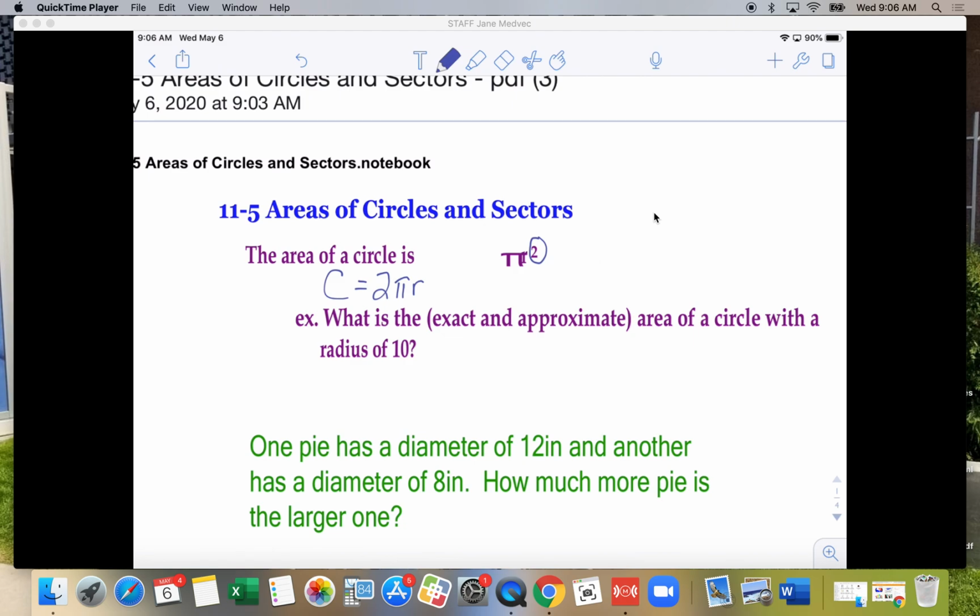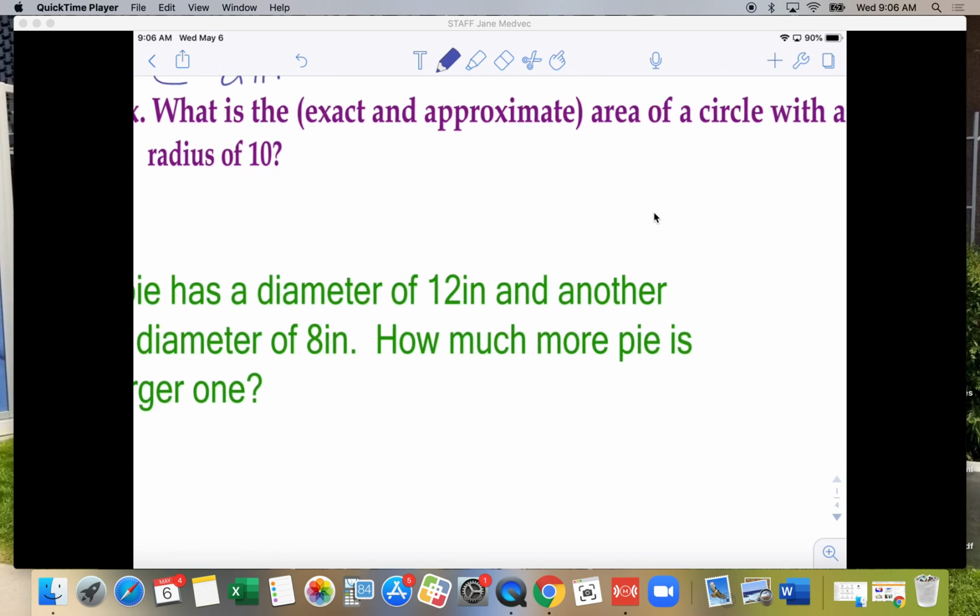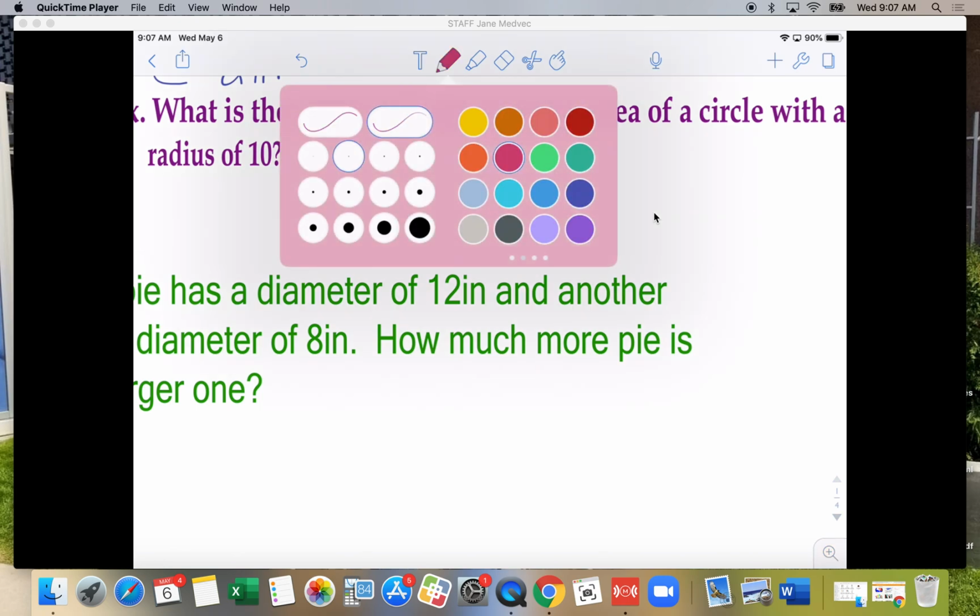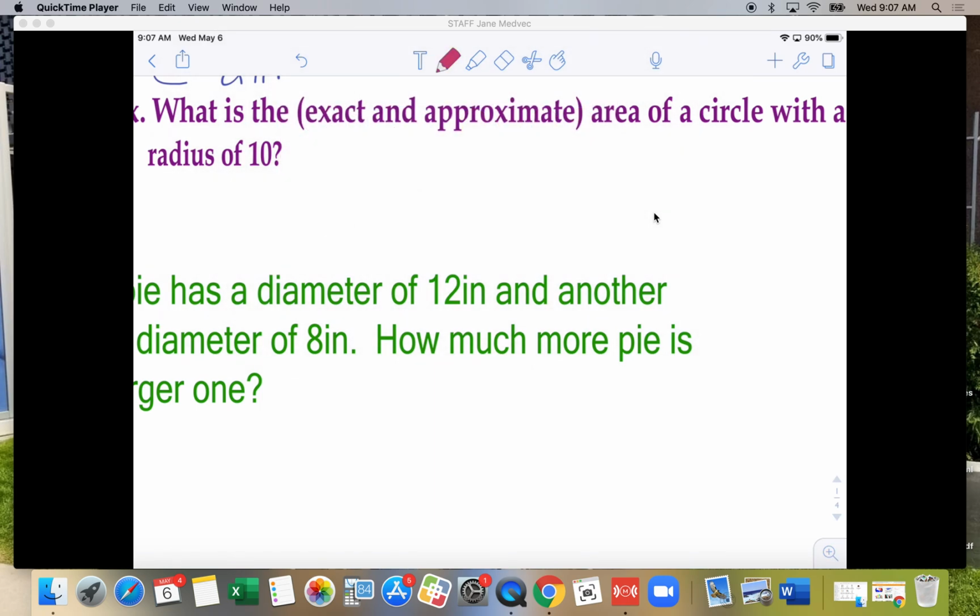So let's take a look at an example. It says, what is the exact and the approximate area of a circle with a radius of 10? What you do, like we've done in the past, is grab that formula: A equals pi r squared. You always start with the formula. It's kind of like your recipe. Then A equals pi, and I grab in that 10 squared.